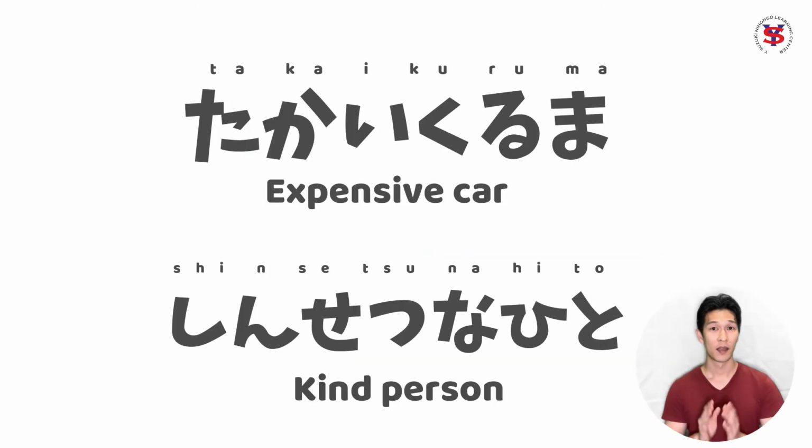Take a look at these words in Japanese. Expensive car is takai kuruma, and kind person naman is shinsetsu na hito. If you notice, merong na si shinsetsu na. It keeps the na dahil sinusundan na ito ang noun na imamodify niya. So in this case, the noun is hito or person.